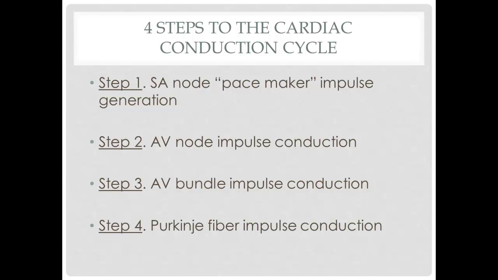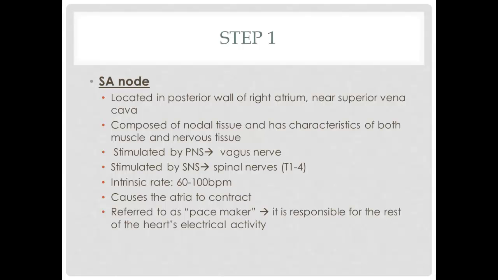The simplest way to follow the cardiac conduction cycle would be to break it into steps. Step one, the SA node, also known as the pacemaker, generates an impulse. Step two, the AV node impulse conduction. Step three, the AV bundle impulse conduction. And lastly, step four, Purkinje fiber impulse conduction. We're going to look at all of these a little bit more in depth.